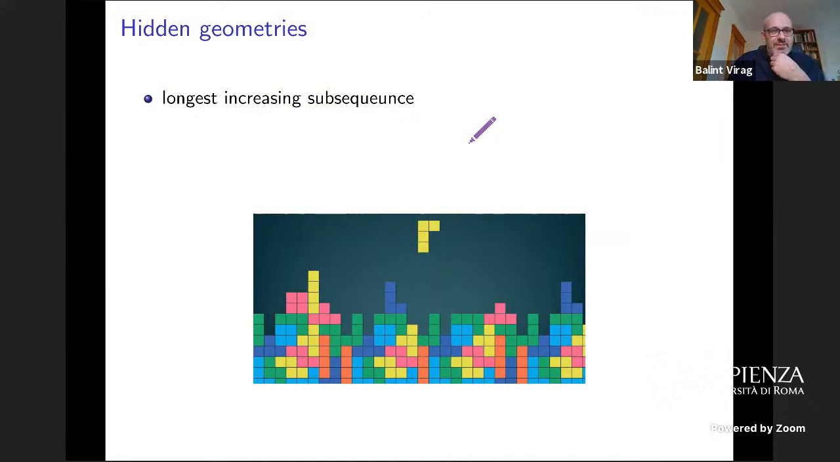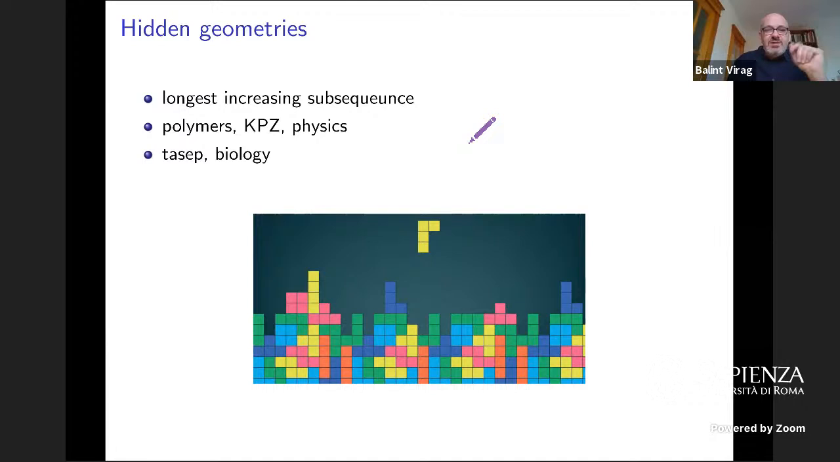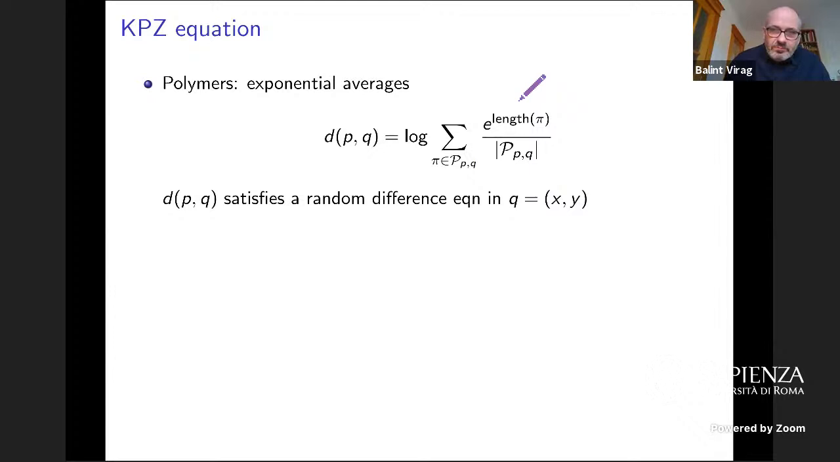I'd like to turn a little bit to hidden geometries. So already the longest increasing subsequence was somewhat a hidden geometry, but of course there are polymers. There is the KPZ equation, which I'll tell you about in a second. And there is TASEP, which comes from biology, and random matrices. So let me tell you about the KPZ equation. This is, of course, the equation that gave the name to the entire area, right?